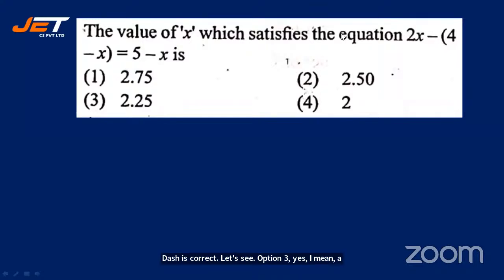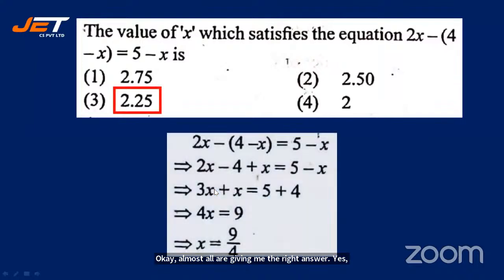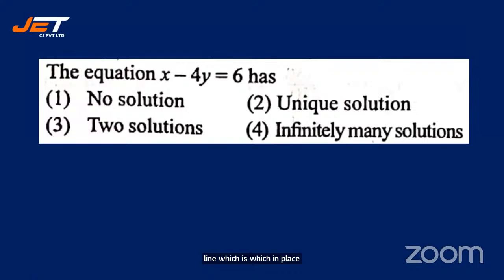Ishwant, check your answer. Almost all are giving me the right answer. Yes, perfect, it is 2.25. How? See how it is being solved. 2x minus (4 minus x) is 5 minus x. So just take the minus inside: 2x minus 4 plus x is 5 minus x. Solve it, you will get 4x is 9, which implies x is 9 by 4. Excellent. To those who have given me the right answer, see the next question.